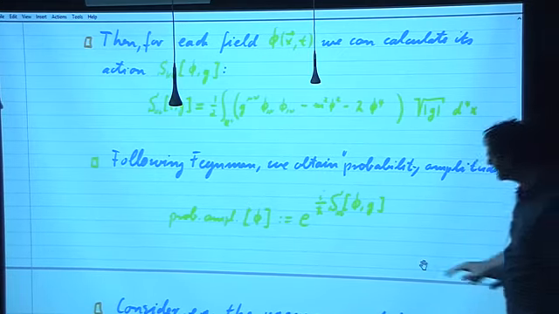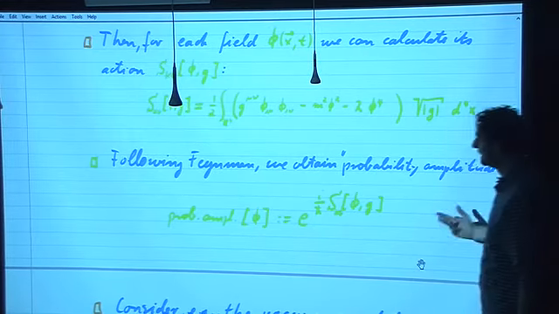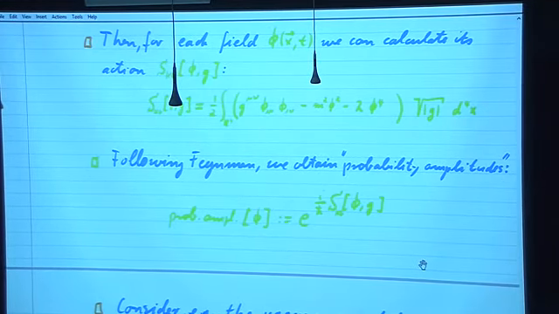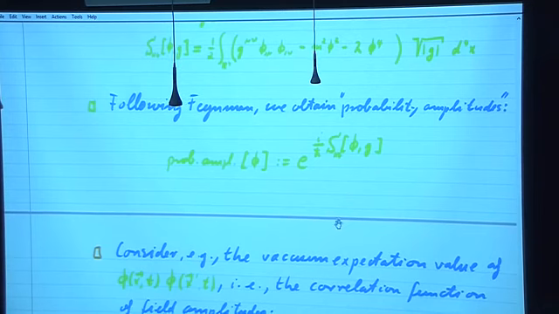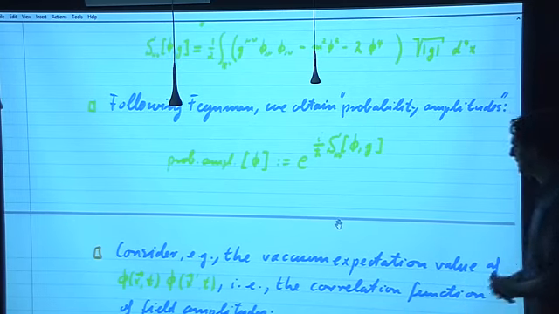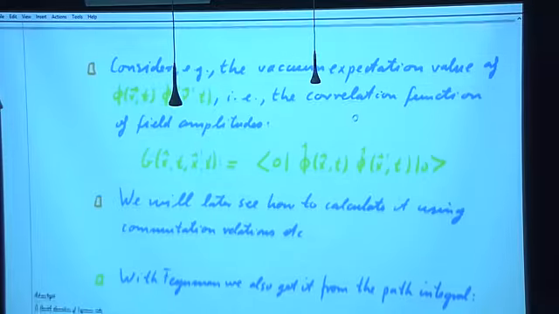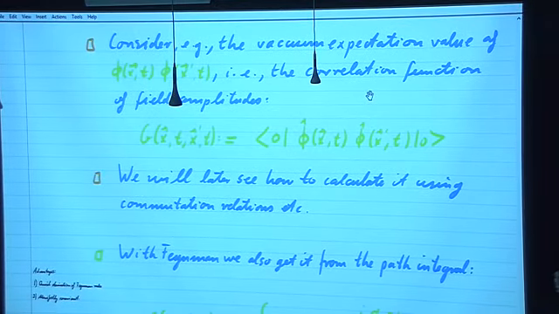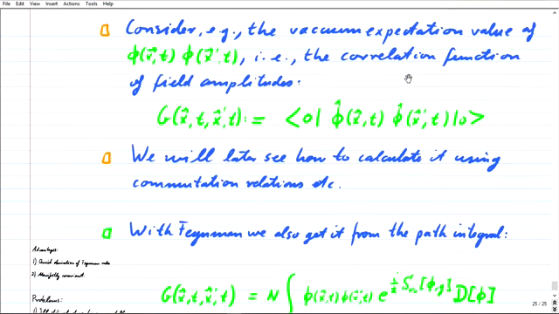Can't really normalize this. It doesn't really have a proper interpretation as a probability amplitude density, but it gets close to it. It's very analogous to what you have in first quantization. So what we have is a probability amplitude for a particular field evolution to happen. And then we may want to calculate correlation functions. For example, you may want to know what is the vacuum expectation value of this product. It's the field at one position at a given time and the field at another position at the same time. It's very close to what we actually want to calculate.